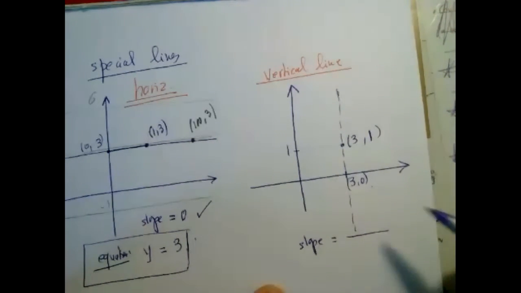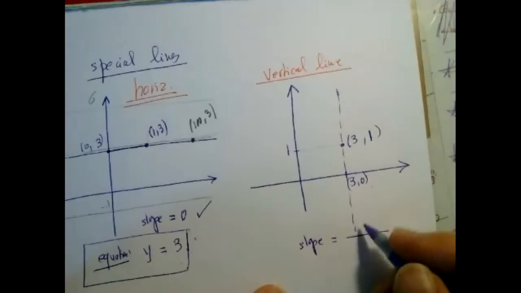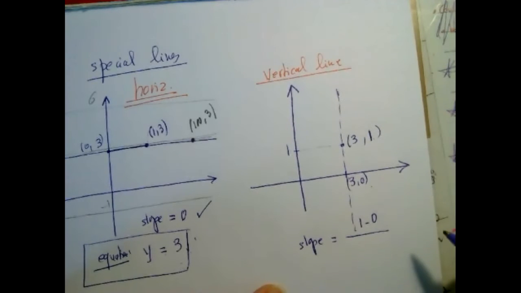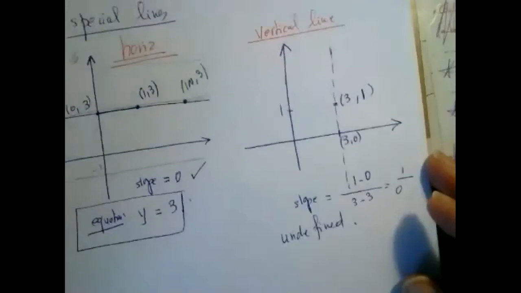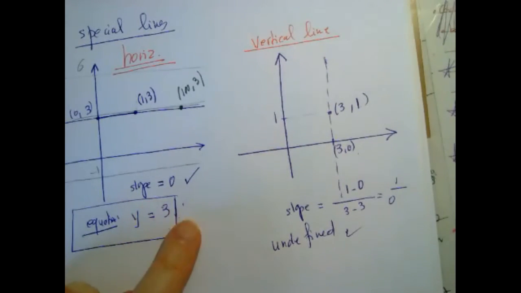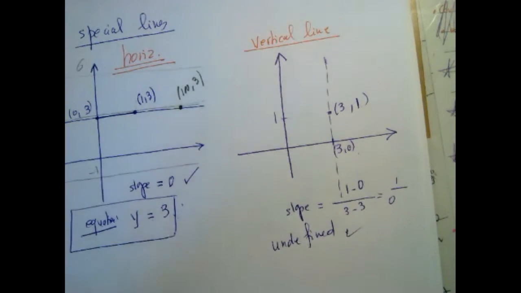If I use the slope formula for this line, what are we going to get? 1 minus 0, divided by the change in x. X hasn't changed. There is no change in x because the line is vertical. 1 over 0 means it's undefined. So if the line is horizontal, the slope is 0. If the line is vertical, the slope is undefined. So we don't talk about slope for a vertical line, but for horizontal, the slope is 0.